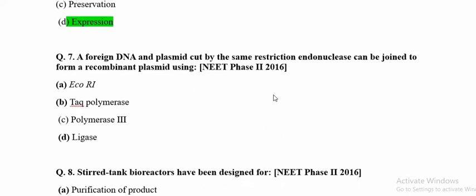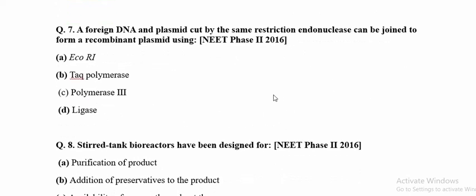So question number 7: a foreign DNA and plasmid cut by the same restriction endonuclease can be joined to form a recombinant plasmid using, options are given: EcoR1, Taq polymerase, polymerase 3, ligase. As we know, the DNA and the plasmid or any DNA segments can be joined by the enzyme ligase. So ligase joins two segments of a DNA. How it joins, I will show you.